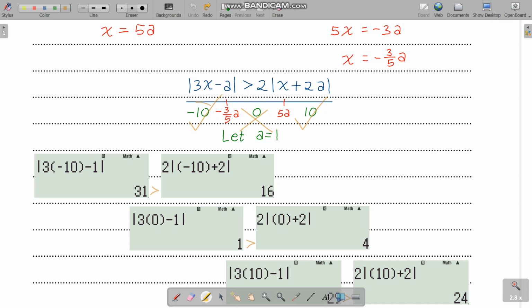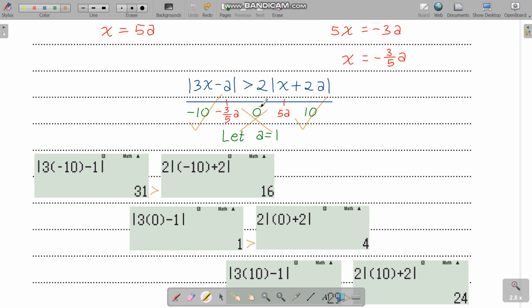So we plug in minus 10 to this x and this x, and let's see whether it satisfies the inequality. So use a calculator like this. Don't forget to use the modulus absolute value symbol here, the ABS button in the calculator. On the left you have 31, on the right you have 16. 31 is indeed greater than 16, so this makes sense. We use the left interval.